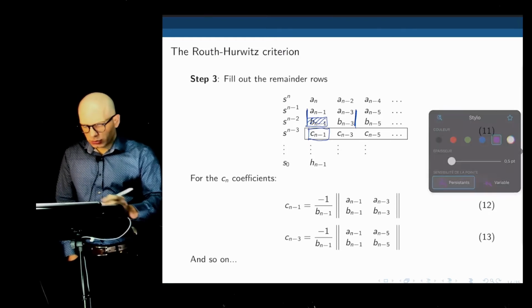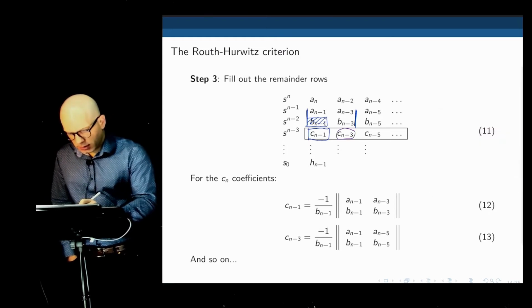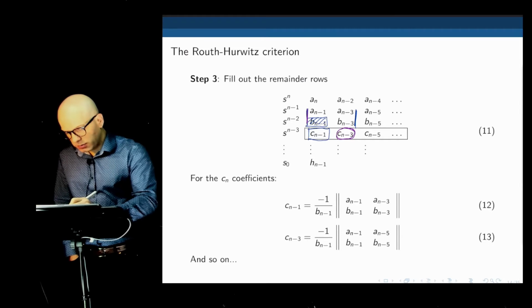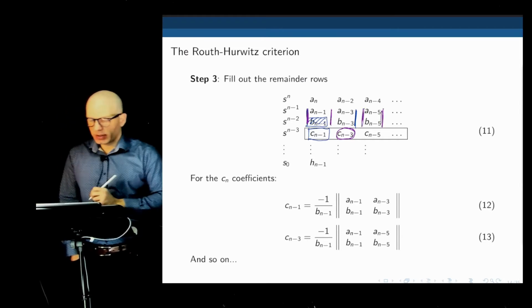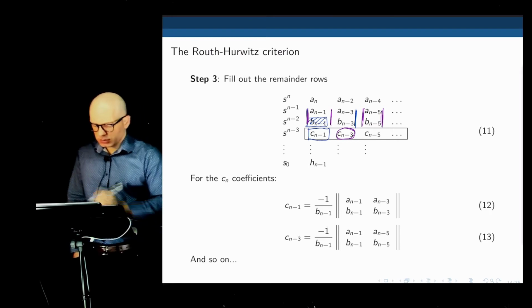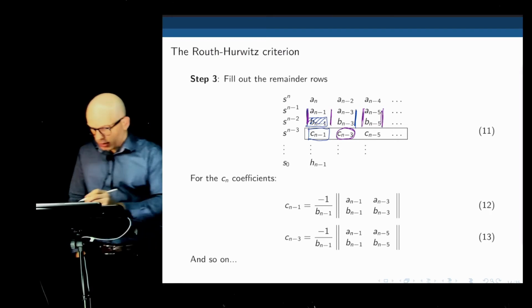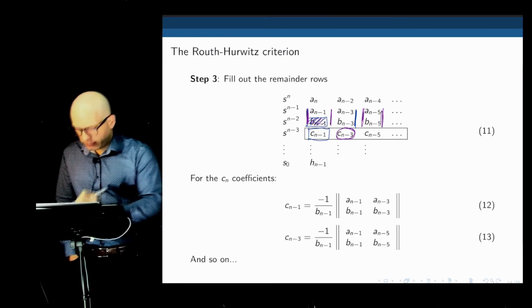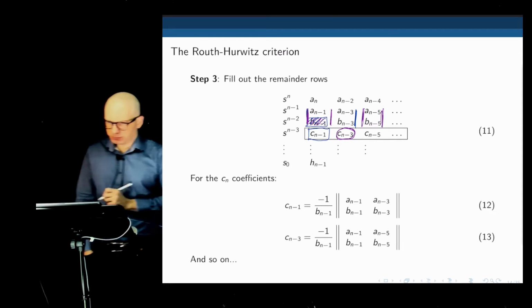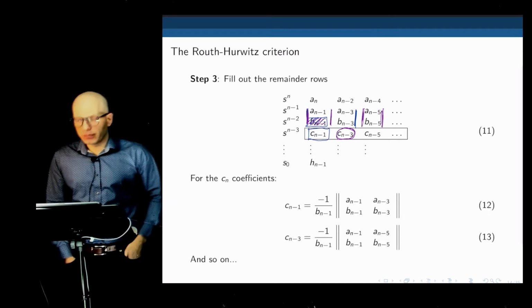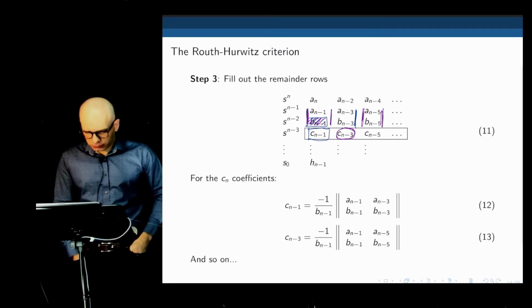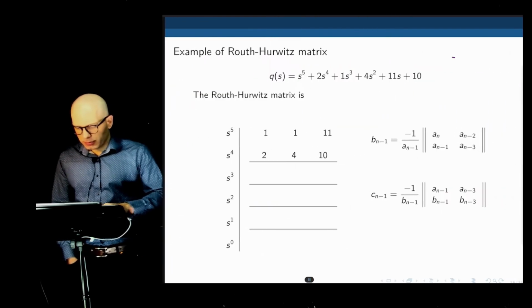If you now want to do c n minus 3, this element here, then you expand the determinant, take these two and these two, and find the determinant between them. We'll see equation 13. And then we divide that again by the negative of the same value, and so on until we complete the array. Let's do an example.